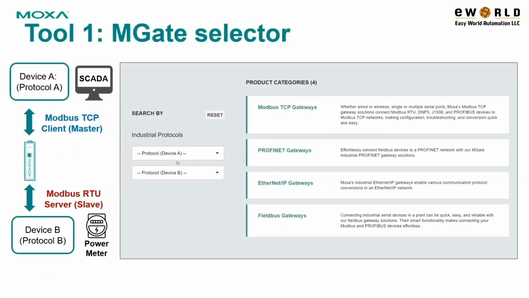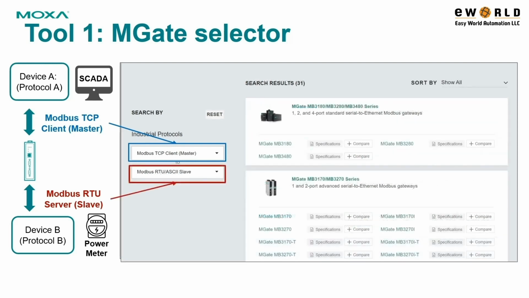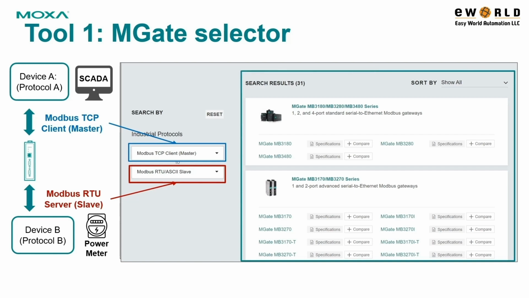When using the online MGate selector, select Modbus TCP client in the field of device A. Select Modbus RTU server in the field of device B. Finally, check the search results to find suitable MGate models.